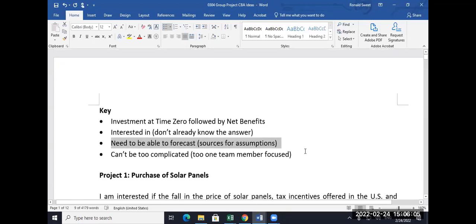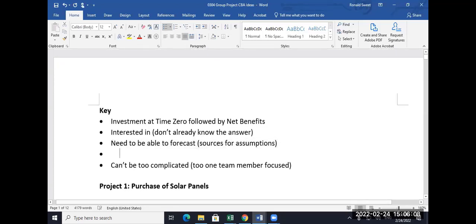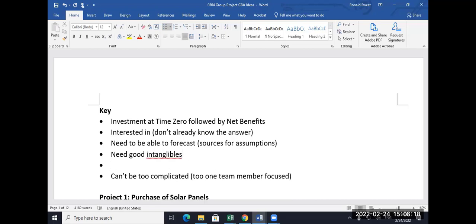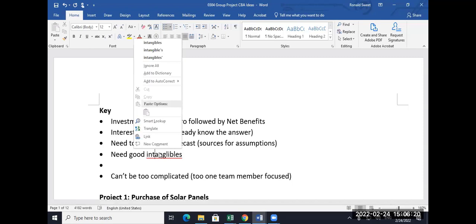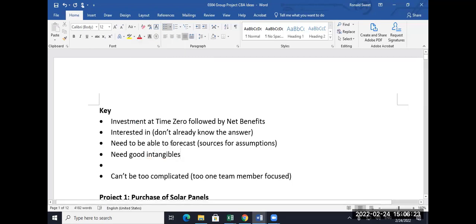Oh, one other thing I should have added here because I just saw that. Need good intangibles. I think there's one other I want to add, and I can't spell intangibles. So you need some intangibles, those things that are not in your project as far as dollars, but they're important. I'll give you some examples as we go here. I mean, with solar panels, the intangible might be that it just doesn't look good on the house, the aesthetics, and it's hard to put dollars to that. So we'll talk to that.